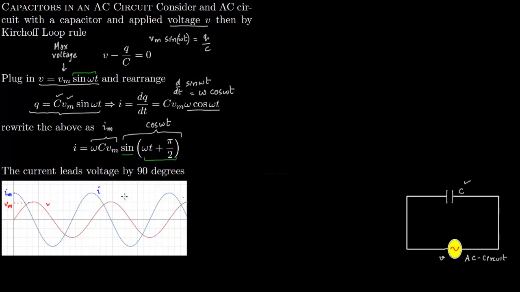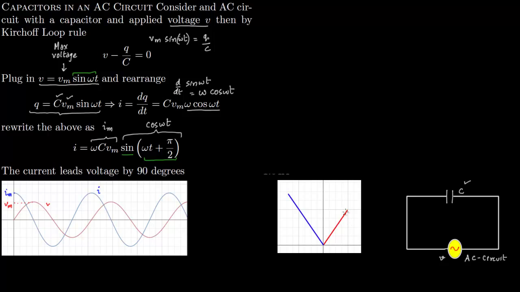This is more clear in a phasor diagram. In the phasor diagram you can see this red portion is the voltage. The length of this red vector is the maximum value. Say this makes an angle omega t with the x-axis, and this blue vector is the current, and the length of this vector is the maximum value of the current. You can see that the blue vector is leading the red vector by 90 degrees. In the phasor diagram you always go anti-clockwise.